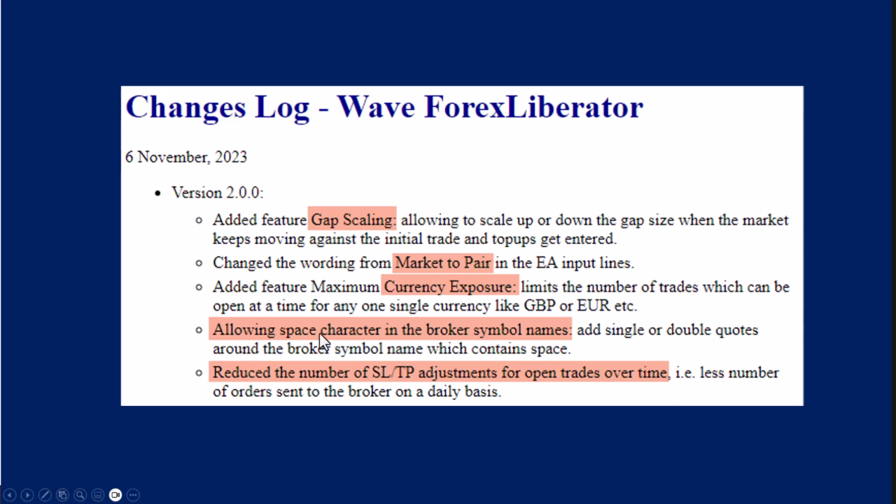There's a small technical adjustment where if your broker has a gap between their symbols, you can now add that gap to your Wave Forex Liberator by using quotes. It's a little technical one. And then a major change too is it's reduced the number of stop loss and take profit adjustments for open trades over time. So again, I'll discuss that in a little bit more detail. But that is where you find the changes. If you want to see what the previous changes were, you'll see them in that change log.